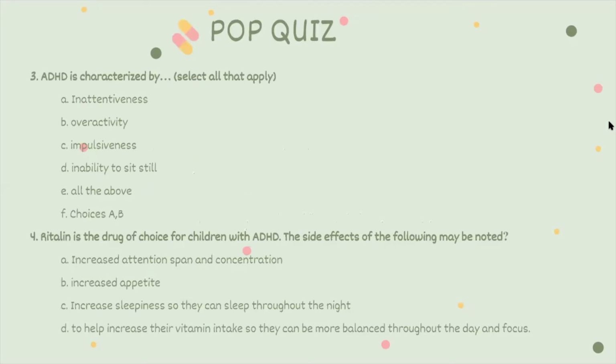Next question is, Ritalin is the drug of choice for children with ADHD. The side effects of the following may be noted. A, increased attention span and concentration. B, increased appetite. C, increased sleepiness so they can sleep throughout the night. D, to help increase their vitamin intake so they can be more balanced throughout the day and focus. And I will let you guys answer those.